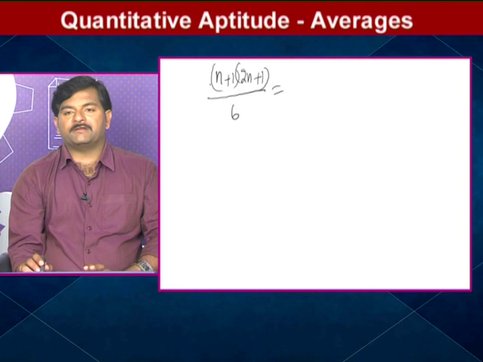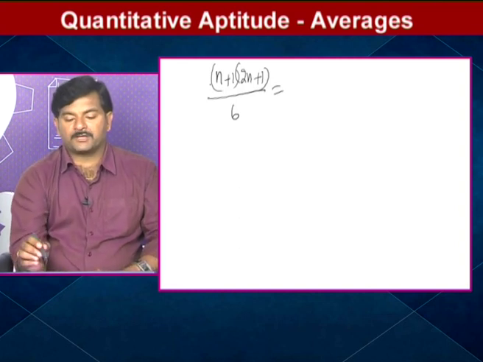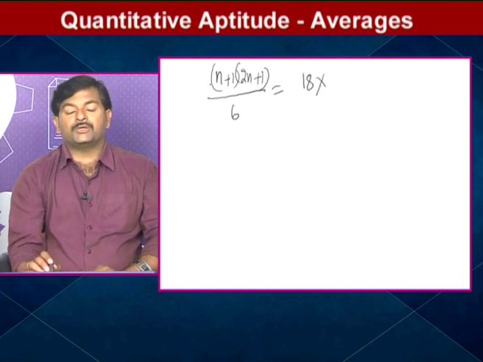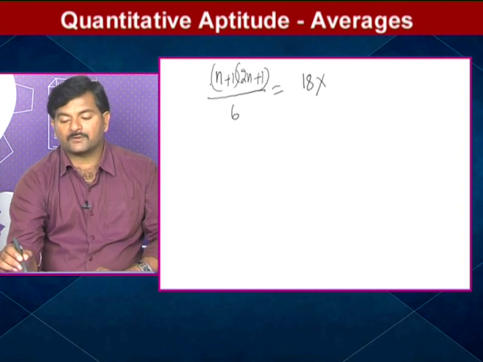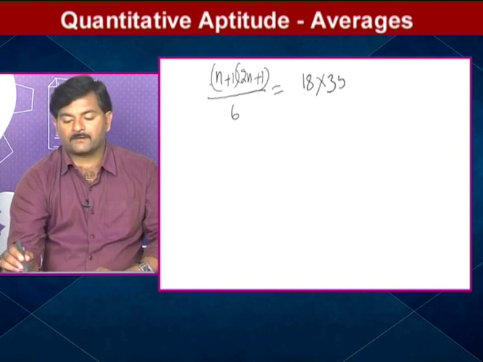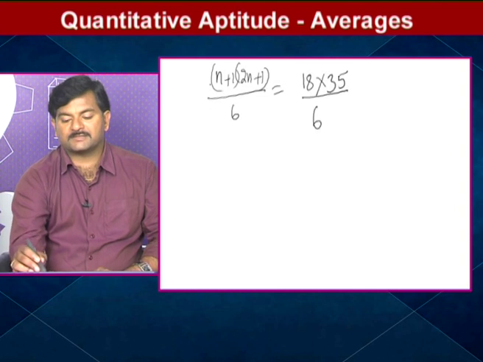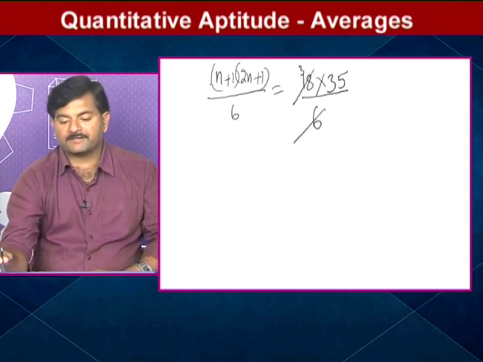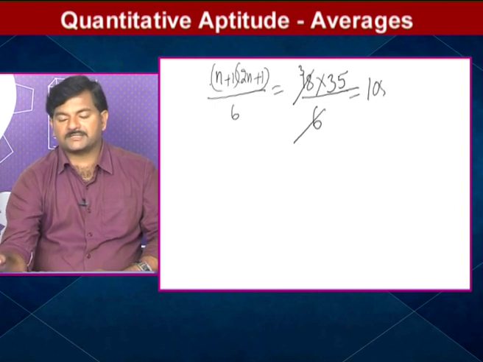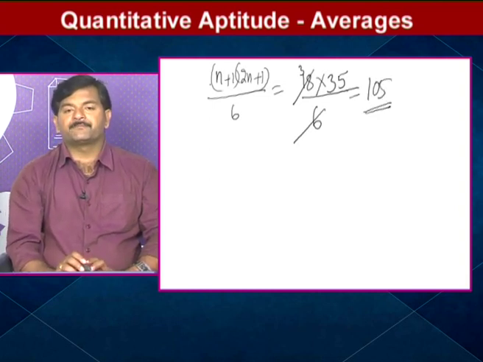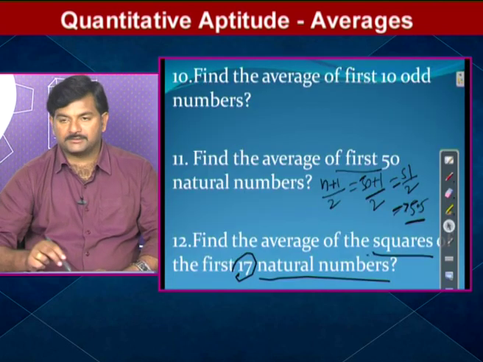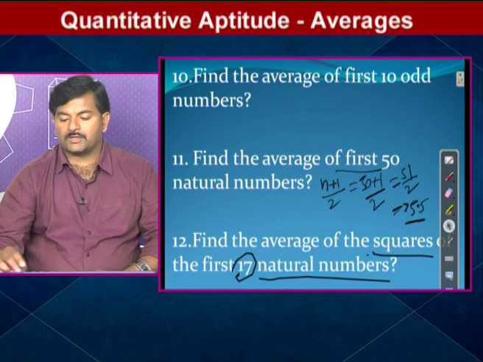Where n equals how many is given? First 17. So 17 plus 1, 18. 18 into 2 into 17, 34, 34 plus 1, 35, by 6. 6 ones are 6, 6 threes are 18. So 35 threes are 105. The average for this question is 105. I hope you understood. Now we'll move on to the next question.